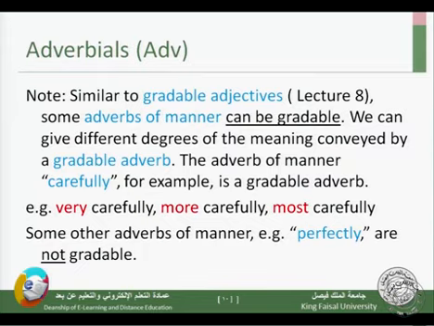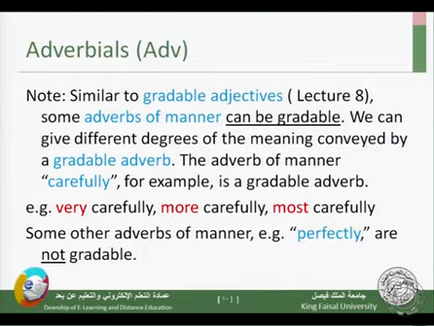More carefully, most carefully: comparative and superlative, similar to adjectives. He did it more carefully than something else. So he might have done something, and the other thing did it more carefully, with more care. Most carefully: he did it most carefully, so he took the utmost care of something. So this is an example of an adverb of manner that can be graded. We call this a gradable adverb.